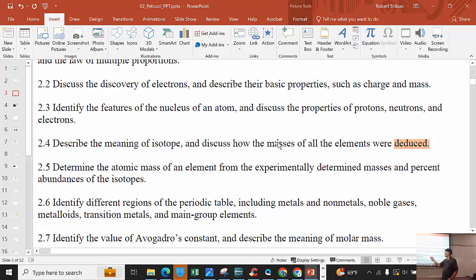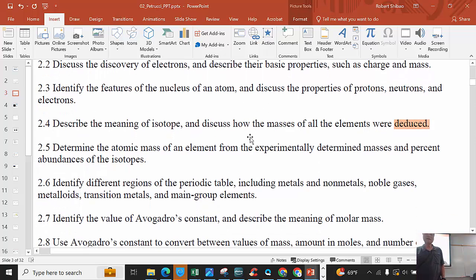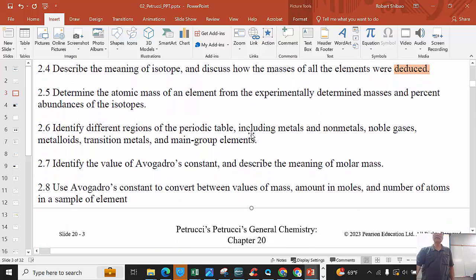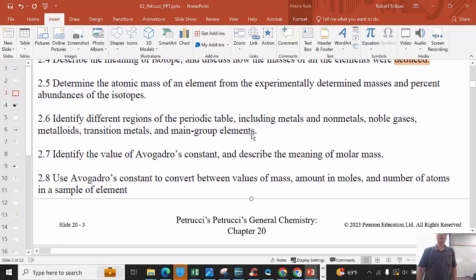Identify different regions of the periodic table, including metals, nonmetals, noble gases, metalloids, transition metals, main group elements. Identify the value of Avogadro's constant and describe the meaning of molar mass. Use Avogadro's constant to convert. And so these are more dimensional analysis problems here at the end.